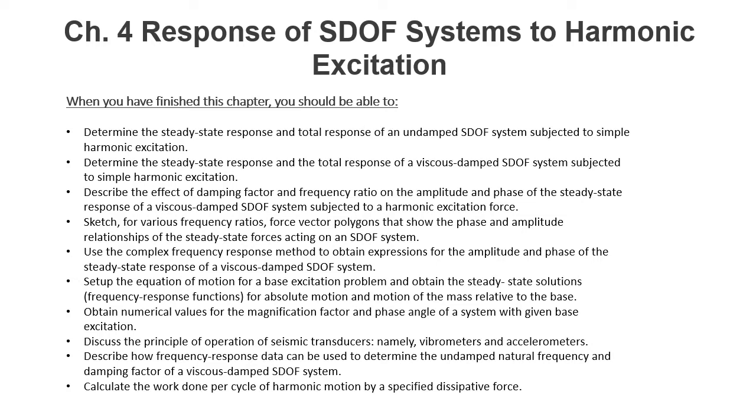Set up the equation of motion for the base excitation problem and obtain steady state solutions, frequency response functions for absolute motion and motion of the mass relative to the base. Work on some numerical values here for magnification factor. Discuss the principle of operation of seismic transducers, vibrometers, accelerometers. Look at frequency response data and calculate work done per cycle of harmonic motion. So these are the main goals of the chapter.